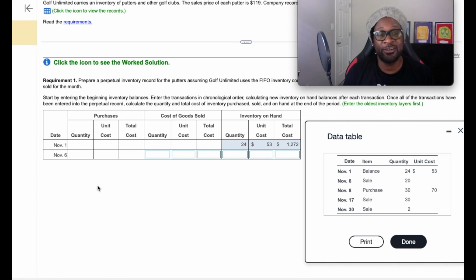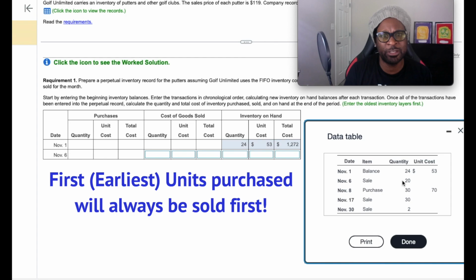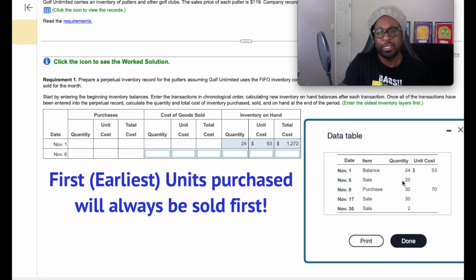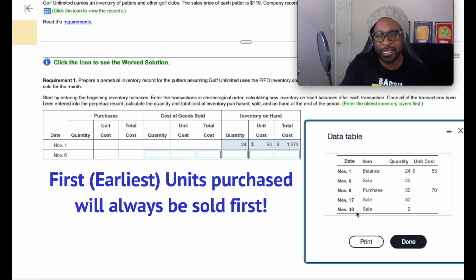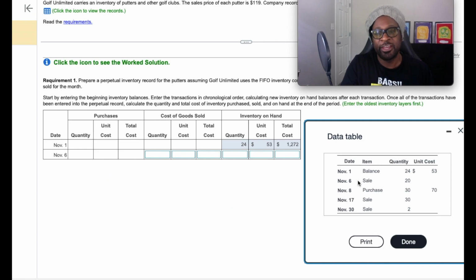Now it's time for us to account for the November 6th transaction, which included a sale. Based on the table, we sold 20 units and we are practicing FIFO. So we need to find out how much those 20 units cost us, gang. Looking at this table, at the point of November 6th, there is only one set of inventory that we can account for. Why? Because the 8th, the 17th, and the 30th of November don't even exist yet. So where can those 20 units come from? The only place we have, gang, is beginning inventory.